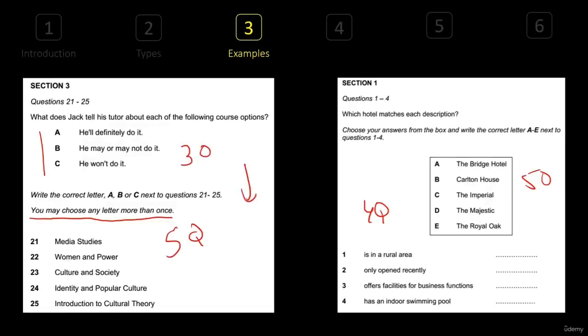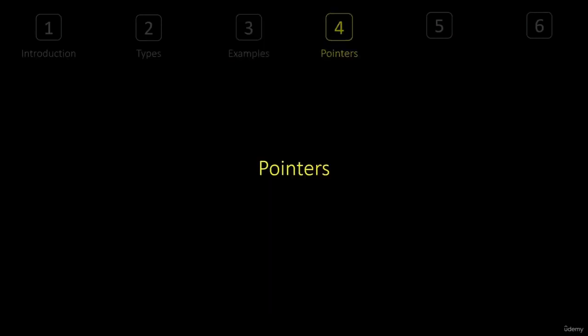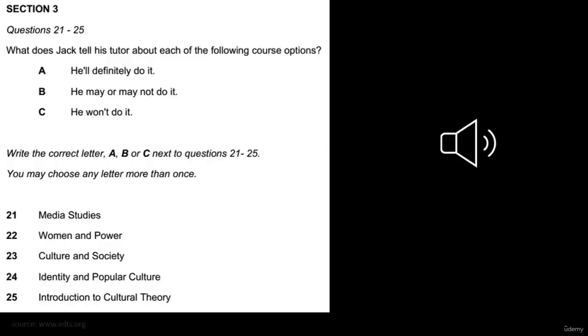However, options might not repeat, definitely will not repeat. In fact, there will be less options to choose. There are more options to choose from, and hence we have to ignore one of them or 2 of them, depending on the question. So these are the 2 types. Now, let's start with the pointers along with the example. Type 1, where we have to repeat the option. You see that? You may choose any letter more than once.